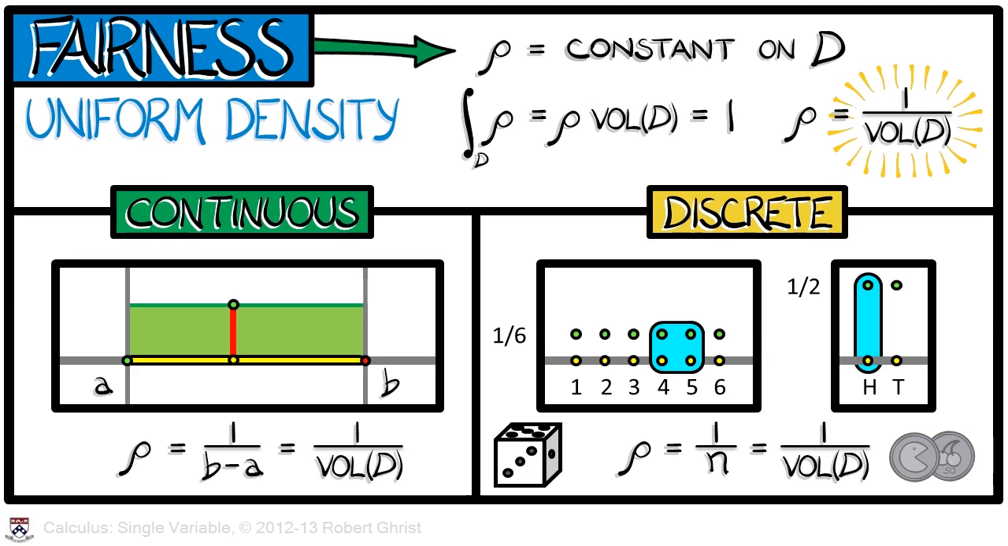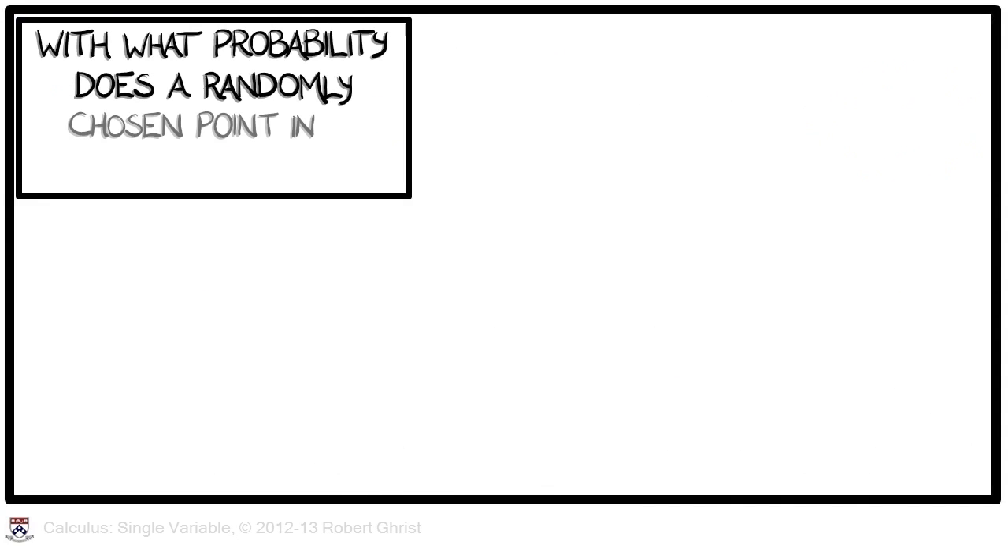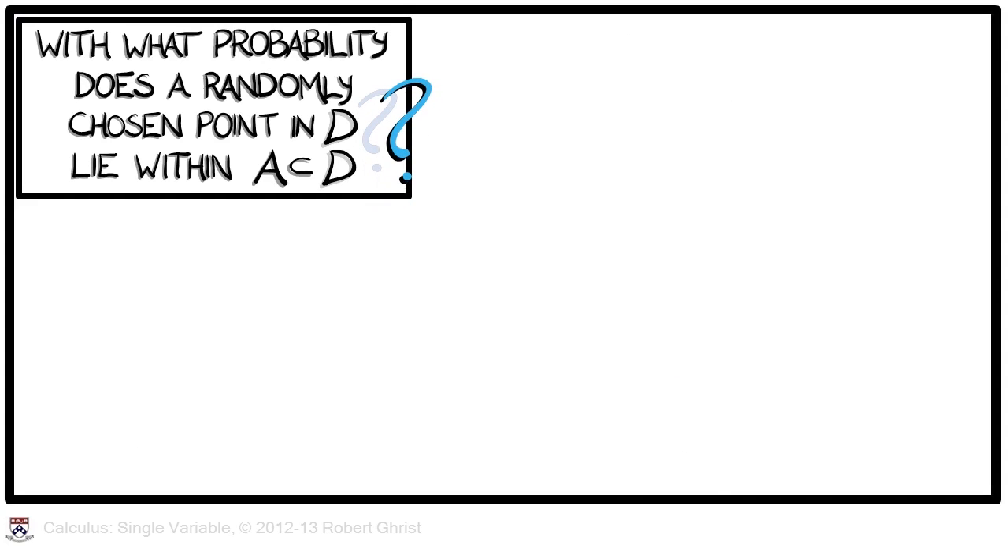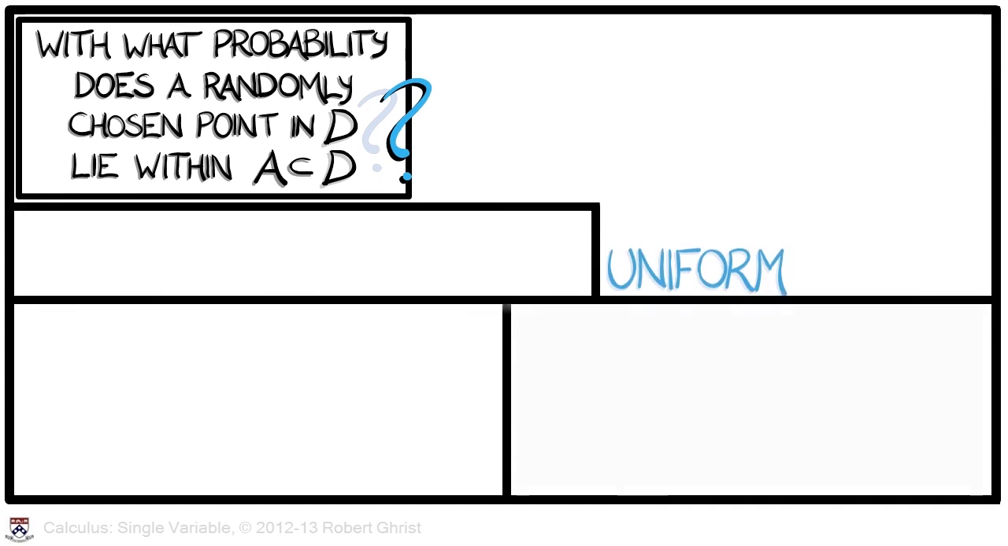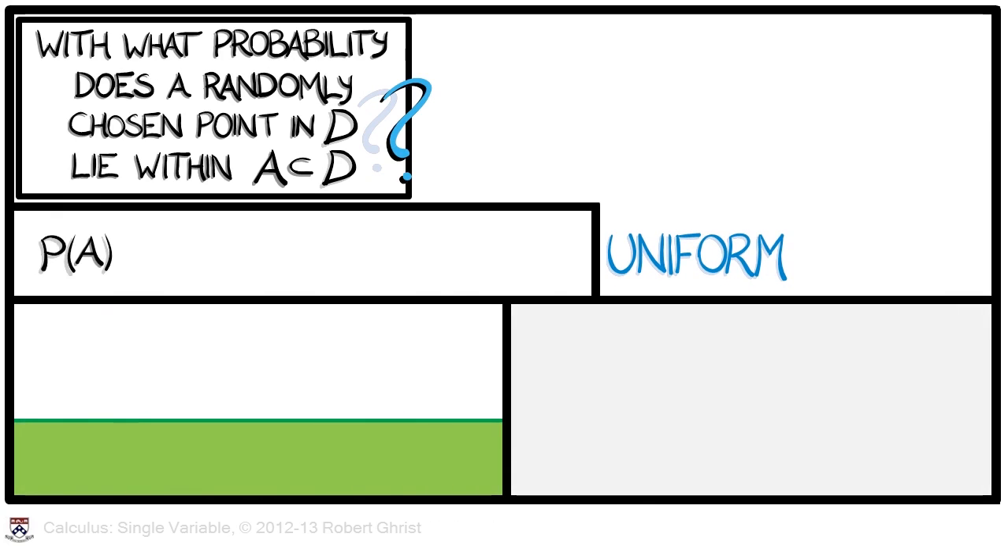Now, does that intuition carry over into the continuous case? No. The probability of landing at any single point in an interval is not 1 over the length of that interval. Not at all. However, if we take a sub-interval, then we can make sense of the probability in terms of lengths. If we consider with what probability does a randomly chosen point in a domain D lie within a subset A of D, then we have answered this question in the case of a uniform probability density function. We know that the probability of landing in A is the volume fraction. That is, the volume of A divided by the volume of D.